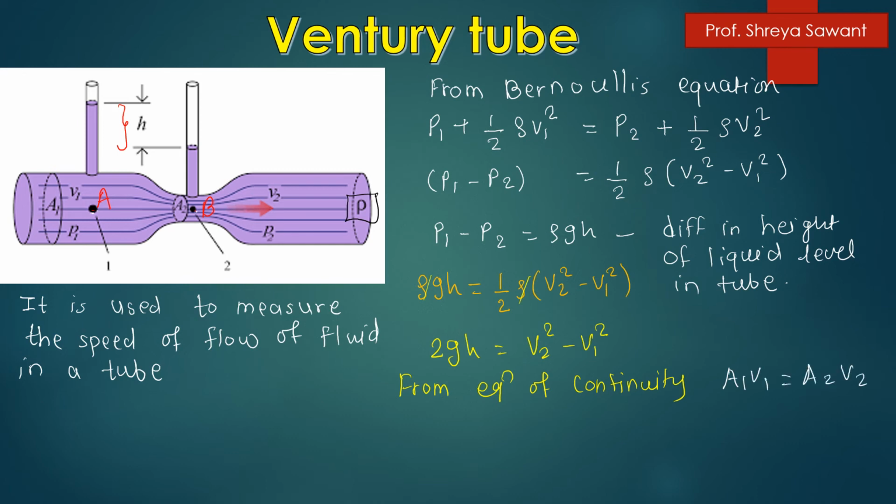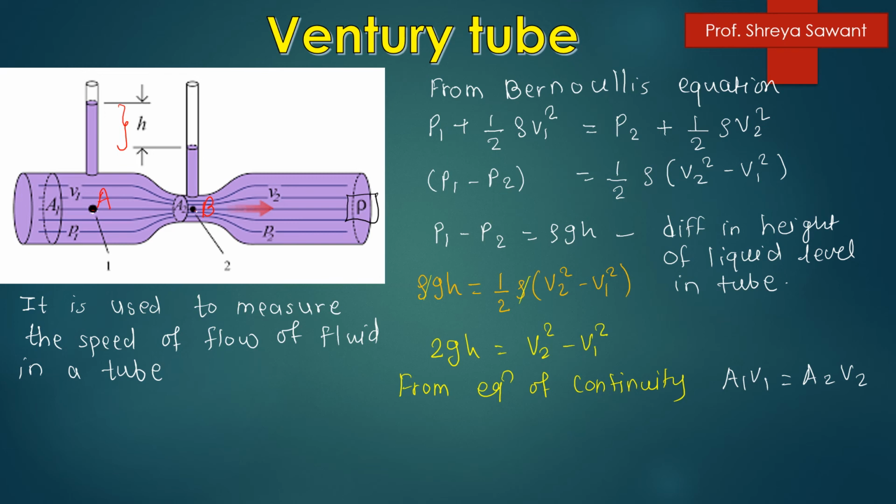So if you have to calculate the value of V1, then V2 must be put as A1 upon A2 into V1, or if you want to calculate V2, then you can put it in that term, okay, by using these equations. So we can calculate the flow rate in the Venturi tube by using these two equations. Okay, so this is a Venturi tube which is used to measure the flow of fluid.